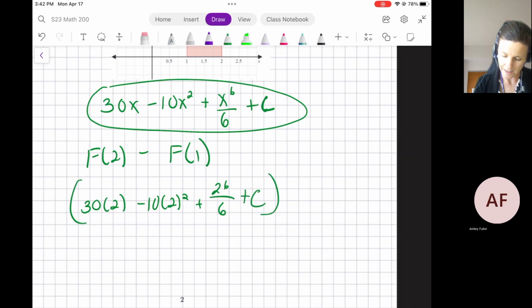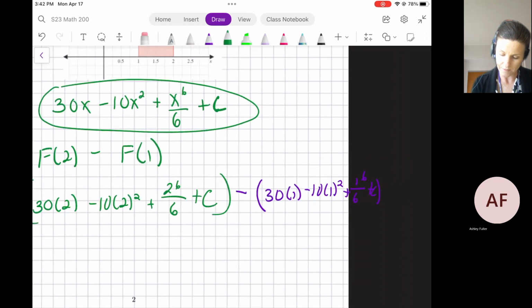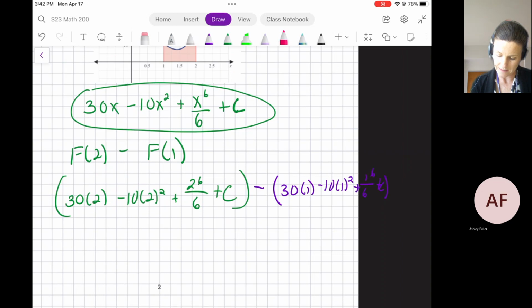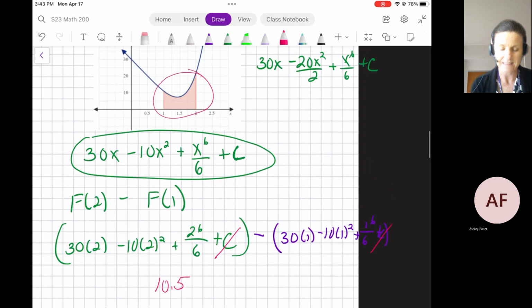And then I'm going to subtract f of 1. And when I plug in f of 1, I get 30 times 1 minus 10 times 1 squared plus 1 to the 6th over 6 plus c. Notice when I perform algebra, I get plus c minus c, and my c's cancel, which leaves me, if I do the mathematics here, with 10.5 square units of area. That is the exact value of this area, but Riemann sums can be used to approximate the area.